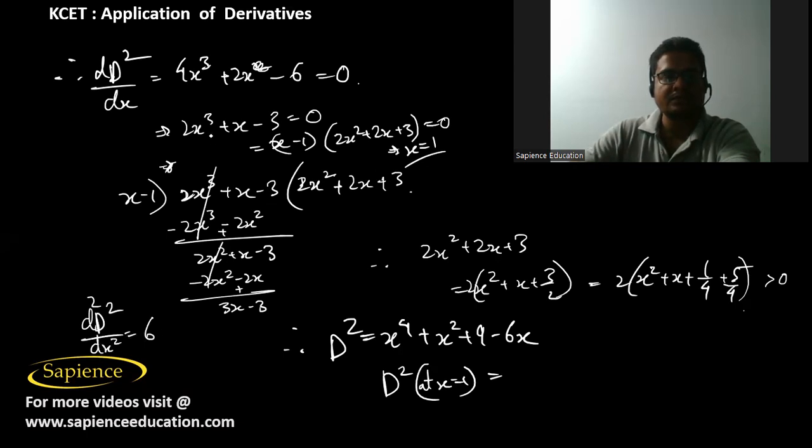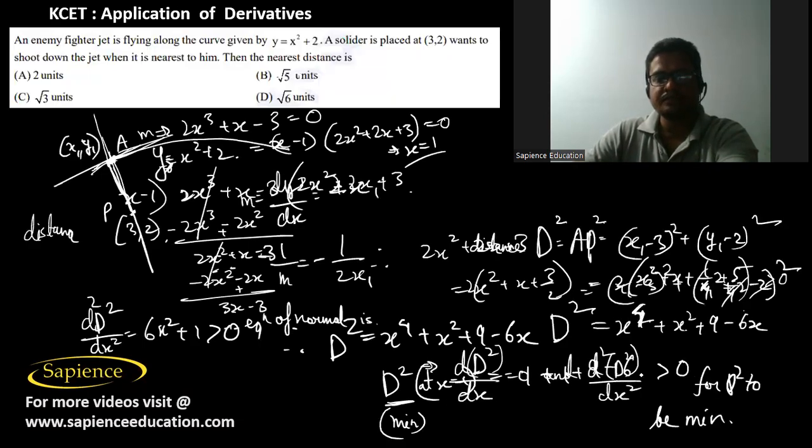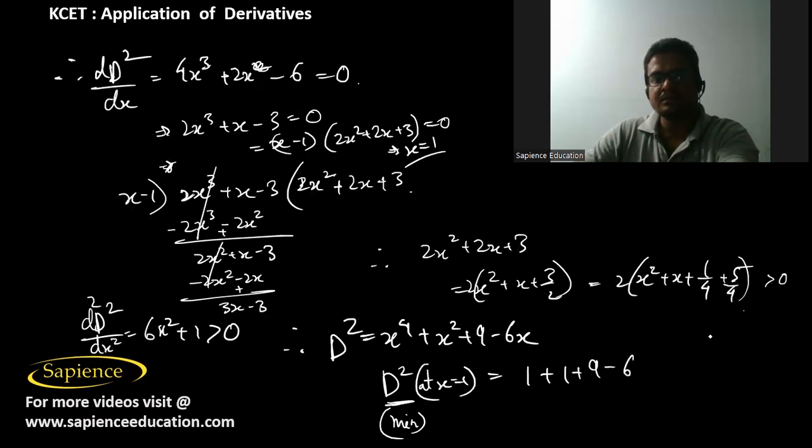6x square plus 1. So this will obviously always be greater than 0. So d square will have minimum value at x equal to 1 only. So this will be 1 plus 1 plus 9 minus 6, so this will be 2 plus 3, that is 5 units.